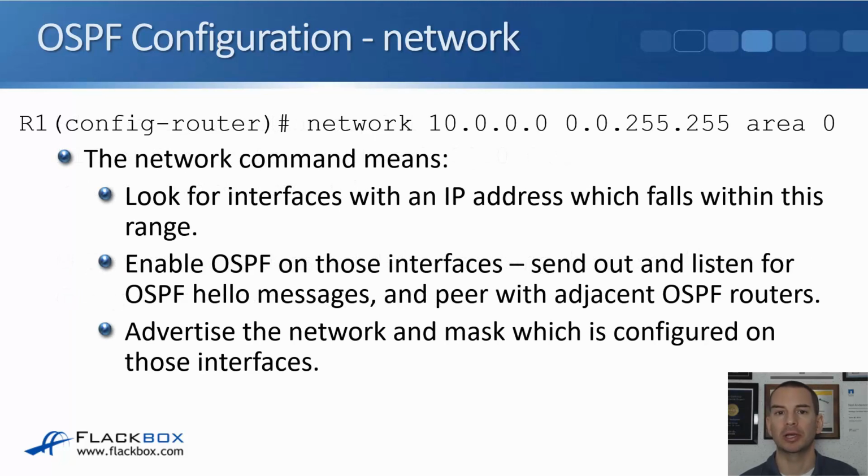What the network command means is the same as it was in EIGRP. Look for interfaces with an IP address which falls within that range, and then enable OSPF on those interfaces, meaning send out and listen for OSPF hello messages and peer with adjacent OSPF routers. Once the adjacency has been formed, advertise the network and mask which is configured on those interfaces.